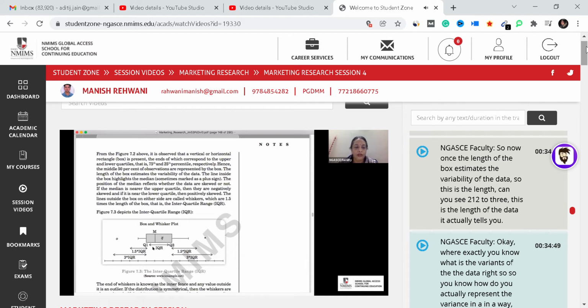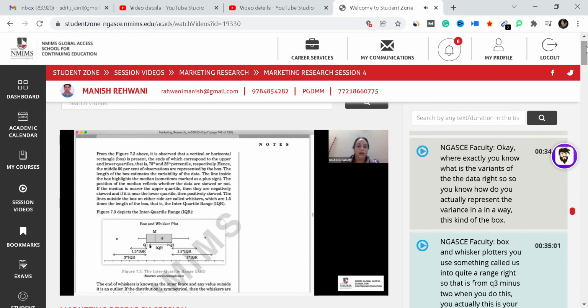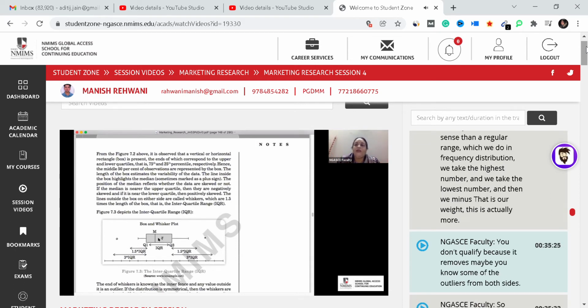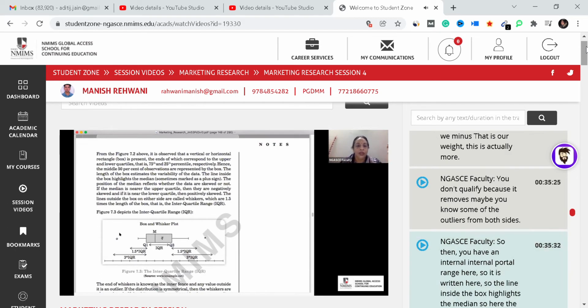So how do you represent the variance in a box and whisker plot? You use something called the interquartile range, right? That is Q3 minus Q1. This is your range. This makes more sense than a regular range which we do in frequency distribution, where we take the highest number and the lowest number and subtract. This is more qualified because it removes some of the outliers from both sides. So then you have an interquartile range here.